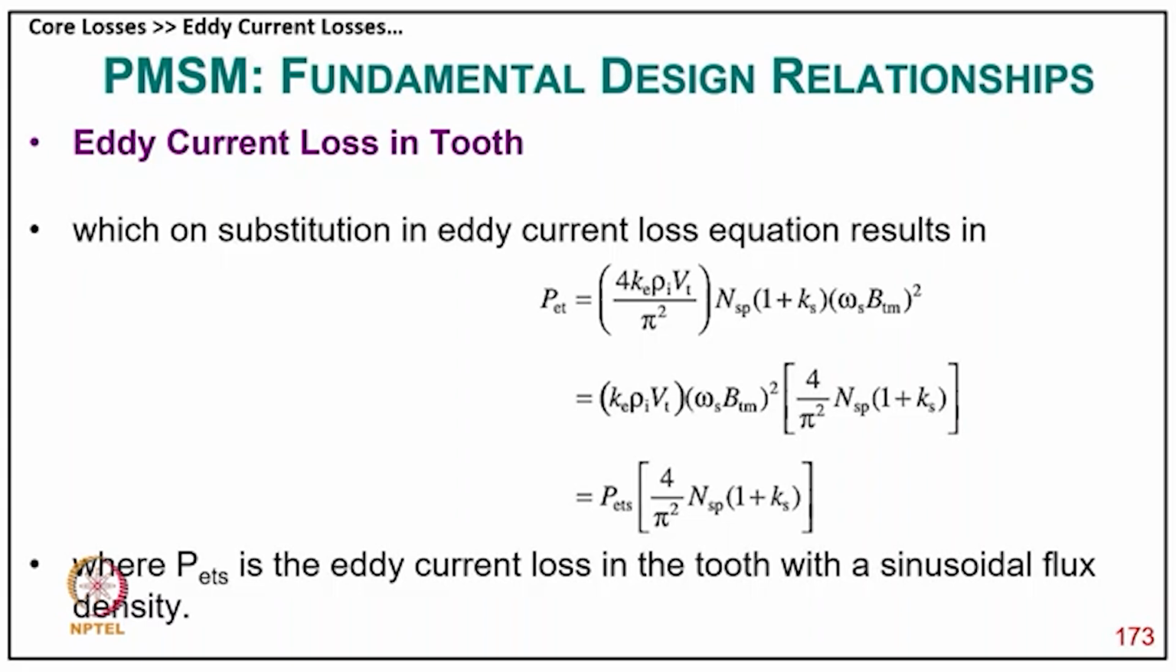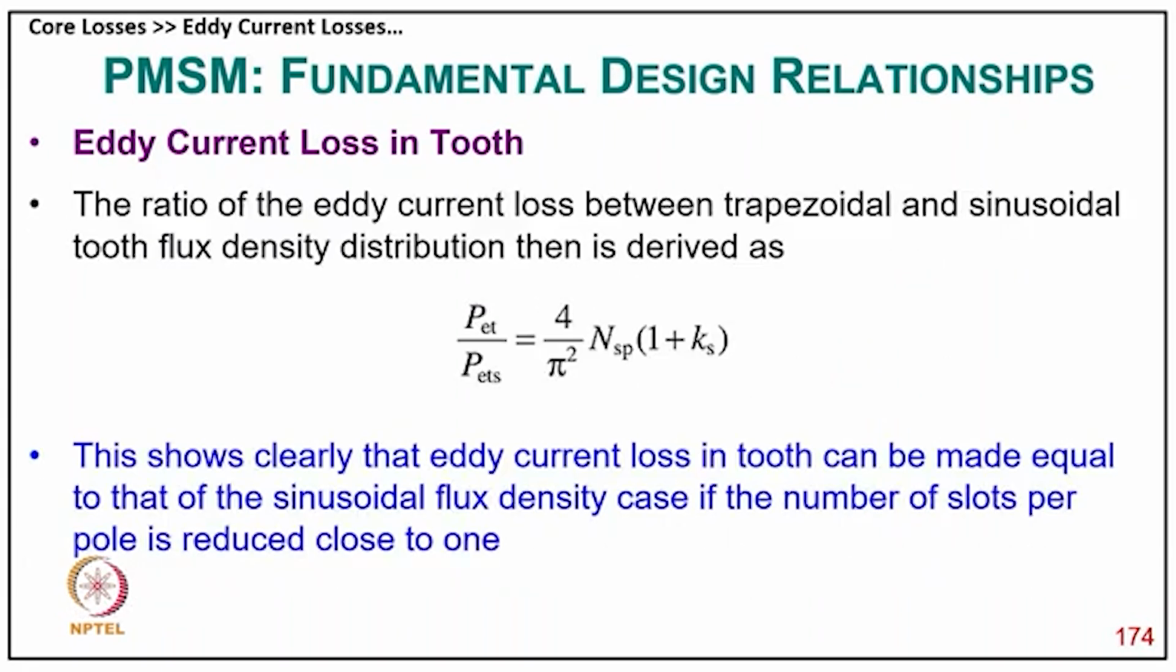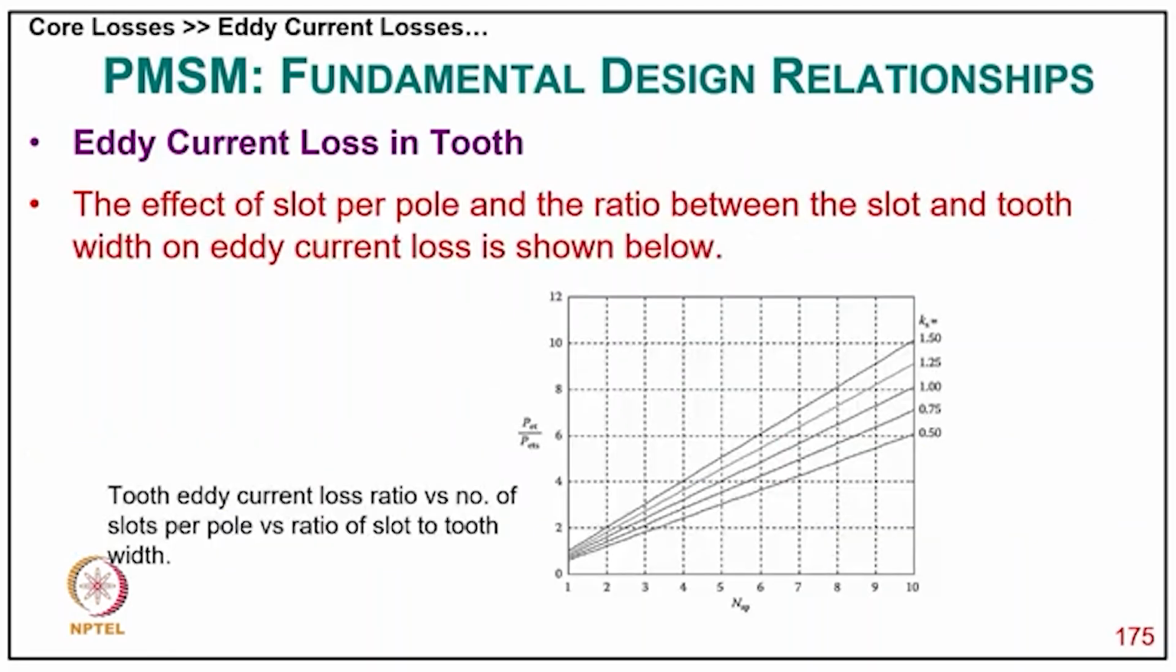So, where P_ETS is the eddy current loss in the tooth with a sinusoidal flux density, and the ratio of the eddy current loss between the trapezoidal and sinusoidal flux density distribution is then derived as Pt equal to Pts times 4 upon pi square NSP (1 plus Ks). So, this shows clearly that eddy current loss in the tooth can be made equal to that of the sinusoidal flux density case if the number of slots per pole is reduced close to 1.